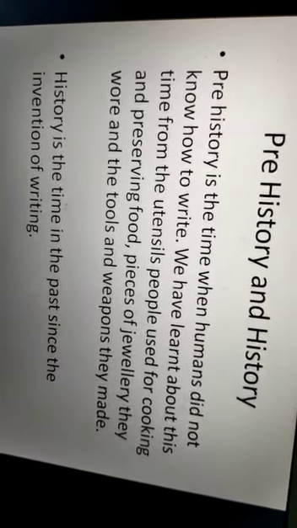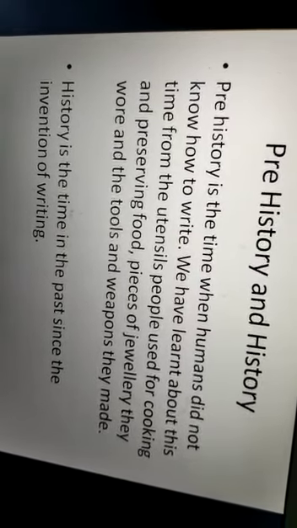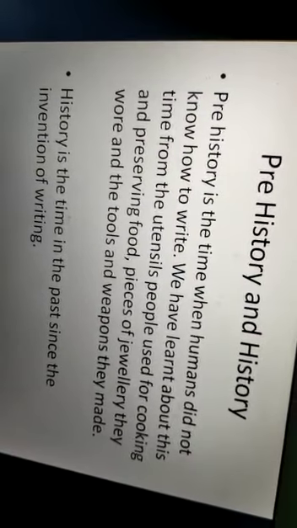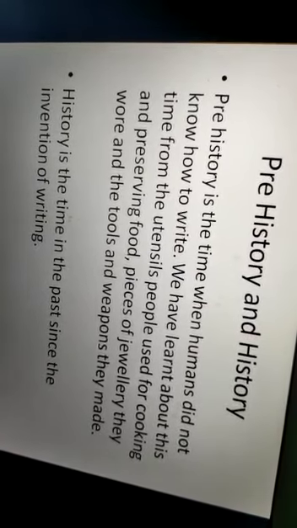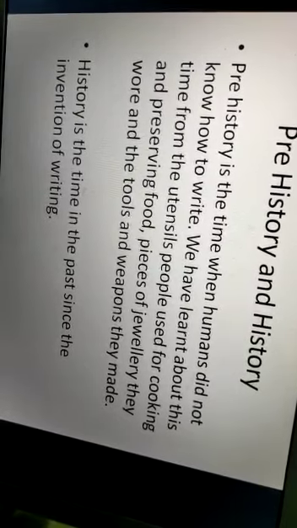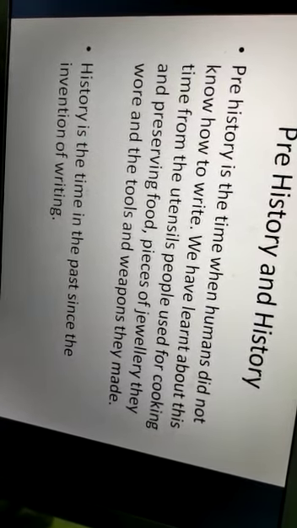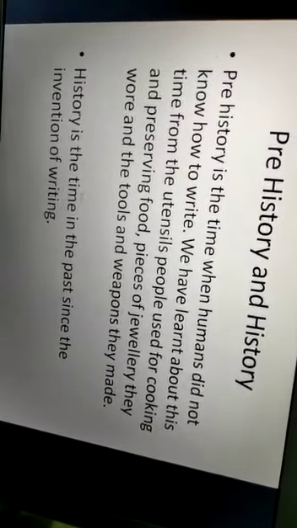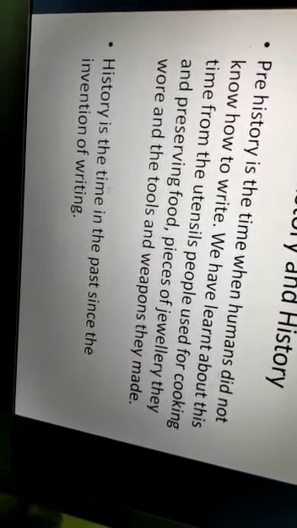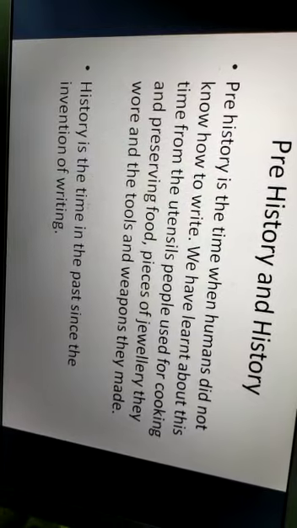Now, history can be divided into two parts. One is called prehistory and another one is called history. So, first of all, the question comes to our mind, what is prehistory? Prehistory is the time when humans did not know how to write. We have learnt about this time from the utensils people used for cooking and preserving food, pieces of jewelry they wore, and the tools and weapons they made. And what is history? History is the time in the past since the invention of writing. So, history and prehistory, these are two periods.